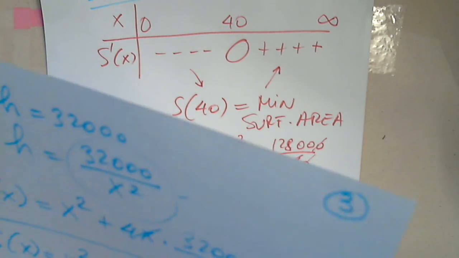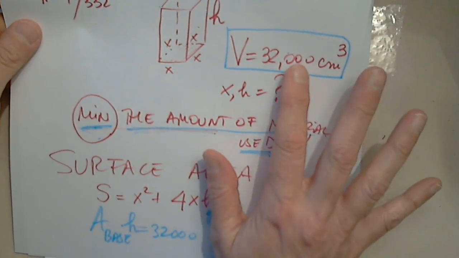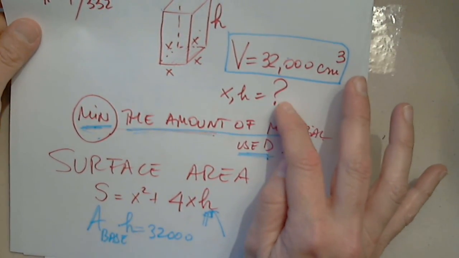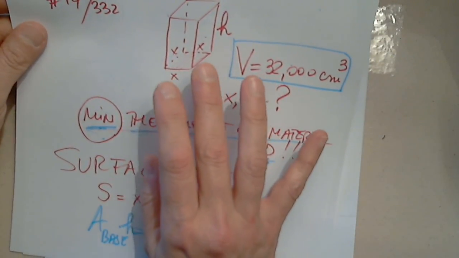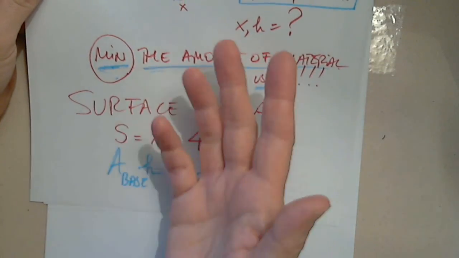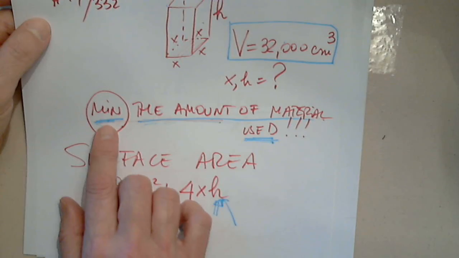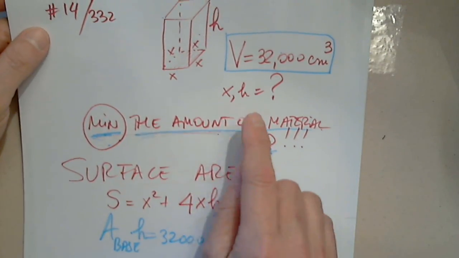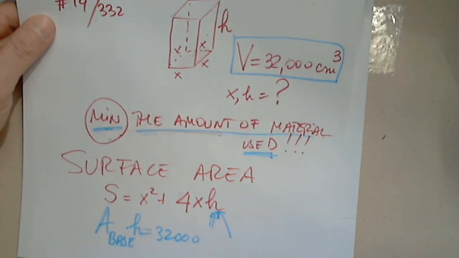Here's what we did. We read the problem. We took notes on what was given in the problem. We came up with a figure so we understand what the situation is here. We identified the fact that it's an optimization problem because we are asked to determine the minimum of something. Basically, we're asked to determine x and h for a minimum surface area.